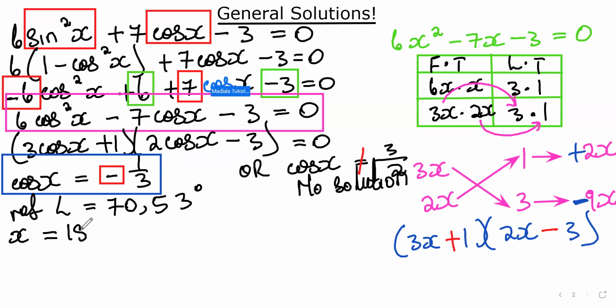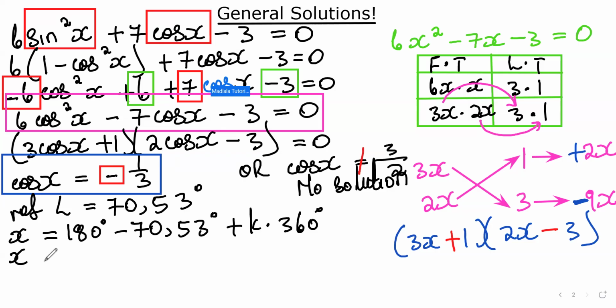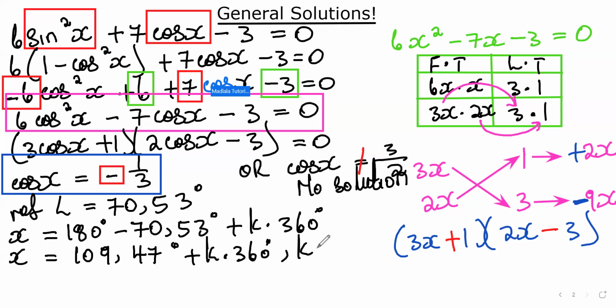So what is happening in the second quadrant? It's 180 degrees minus the reference angle. And of course, we need to add k times 360 degrees, all right? So if we say 180 degrees minus this answer, we get 109.47 degrees plus k times 360. And you'll say k has to be an element of integers.